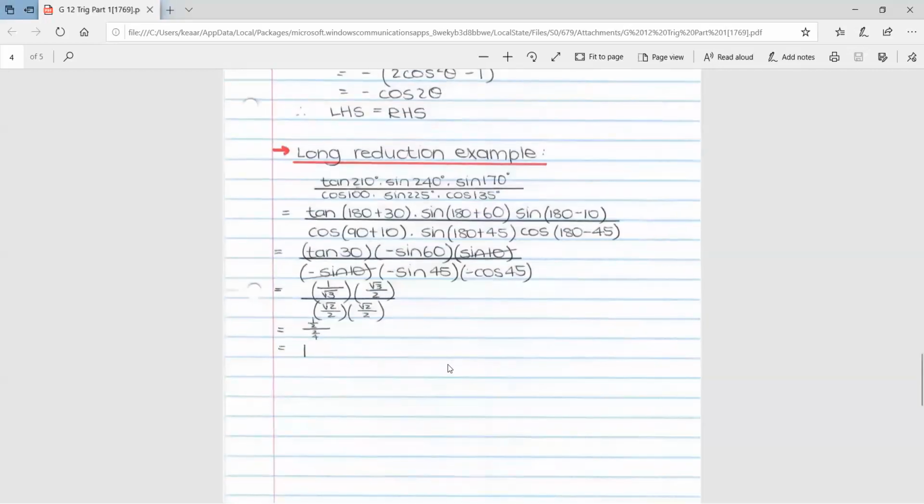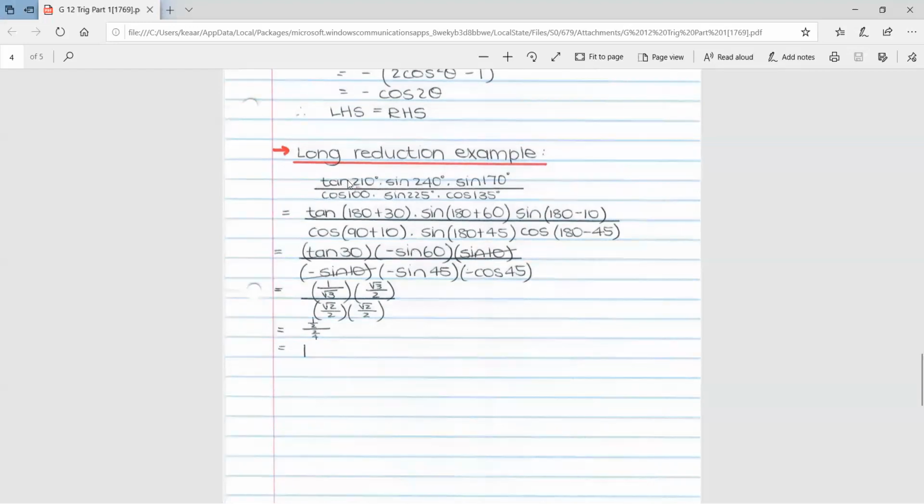Okay, now with reduction formulas, here is a long example that we can do. And it's also including our special angle triangles. So here we have tan of 210 degrees, sine of 240, sine of 170, over cos of 100, sine of 225, and cos of 135. These dots mean times. Okay.